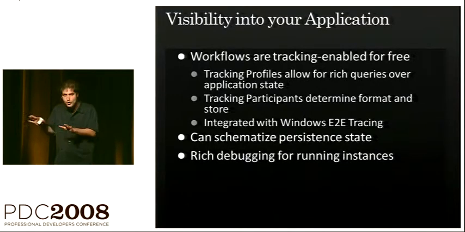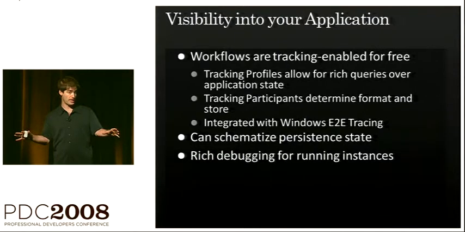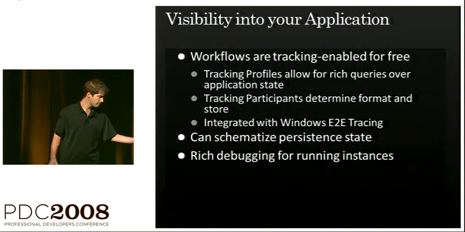You don't have to decide that you're going to use tracking up front. You can add it dynamically to the episode of loading and running a particular instance. You have extensibility around how you track this data. And your tracking data is integrated with both the WCF and the Windows E2E tracing. So if you want to figure out what's going on across multiple nodes of your distributed application, that coordination and that correlation is available to you.